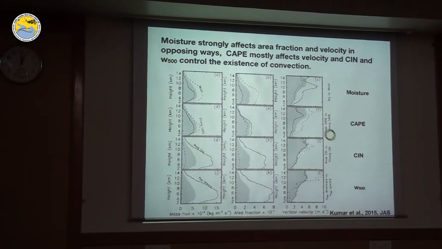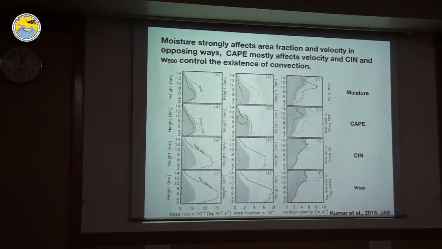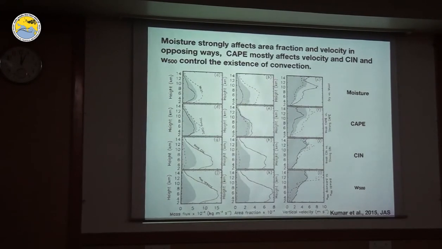CIN, on the other hand, you can see there's very little influence on the mass flux from CIN. There's a little bit, as we discussed. So strong CIN, the mass flux is a bit larger than weak CIN, but not nearly as much as we saw here, for instance, and we'll see below. The area fraction has only a very small influence from CAPE as well. You can see that the area is actually smaller when the CAPE is strong.